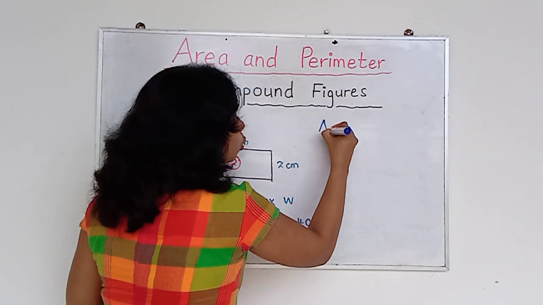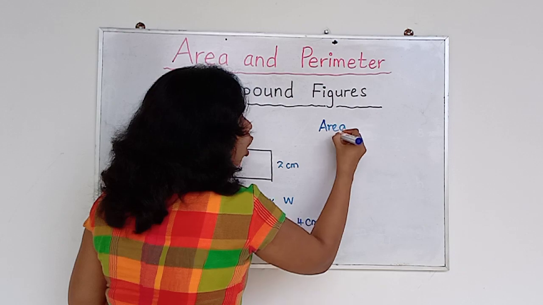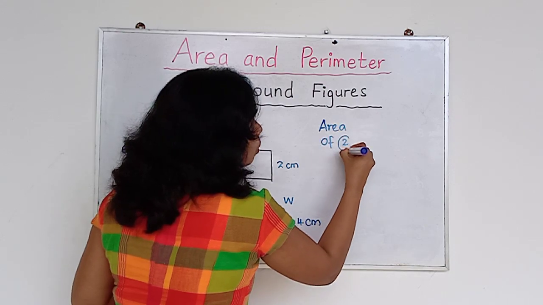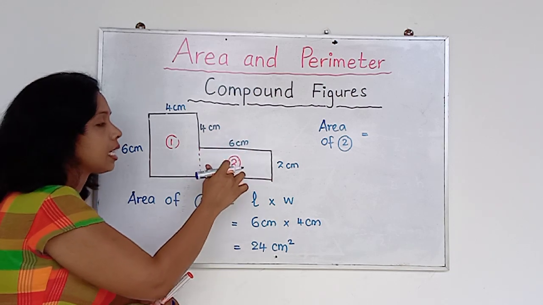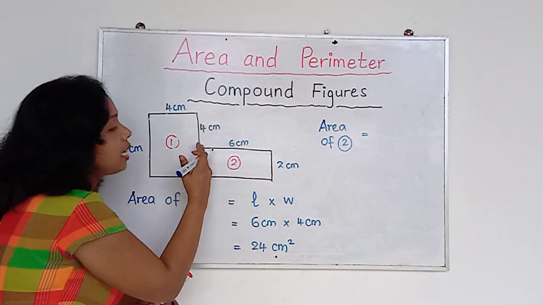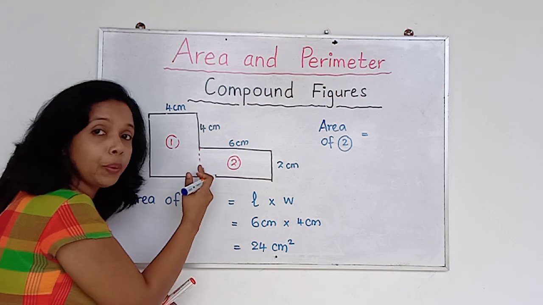The second step should be area of number 2. So again, what is the shape you can have here? It is a rectangle, and what is the length of this number 2 rectangle, children?